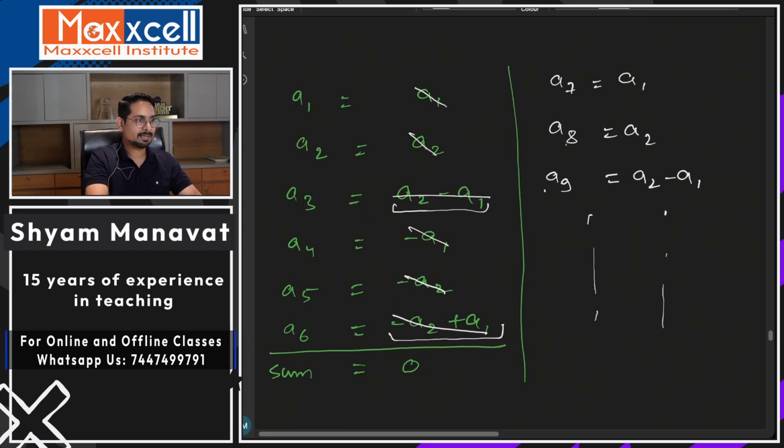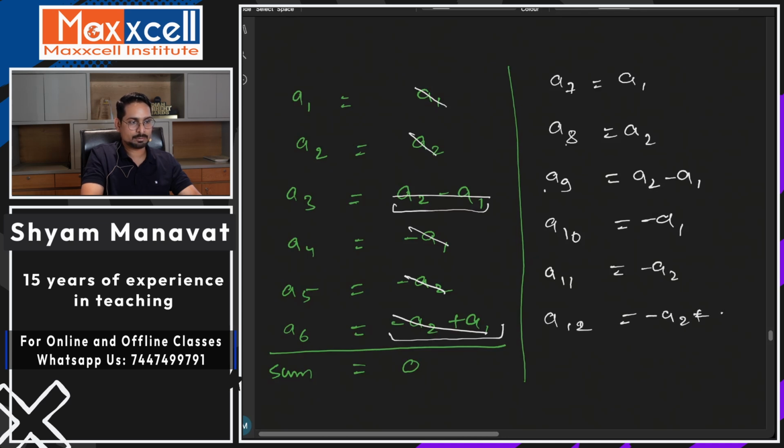You know, if I have A10, if I write A10, A10 is going to be what? Minus A1 again, and A11 is going to be minus A2 again, and then A12 is going to be minus of A2 plus A1. I hope you agree with that. Okay, now if you try to find out the sum here, then again it's going to be 0 because plus minus cancel. What does it mean?